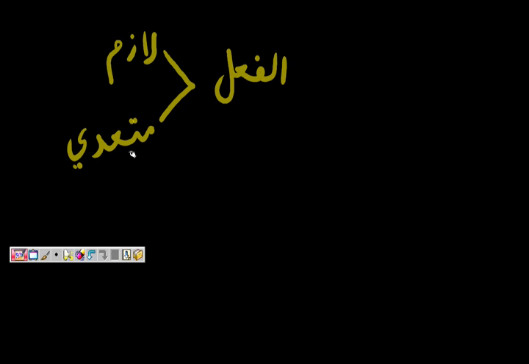And muta'addi means to go beyond. In both cases, it's referring to the fa'il. So the lazim verb clings to the fa'il. The verb has a doer, doesn't have anything else, so it sticks to the doer. And the muta'addi goes beyond the doer to the recipient of that action.